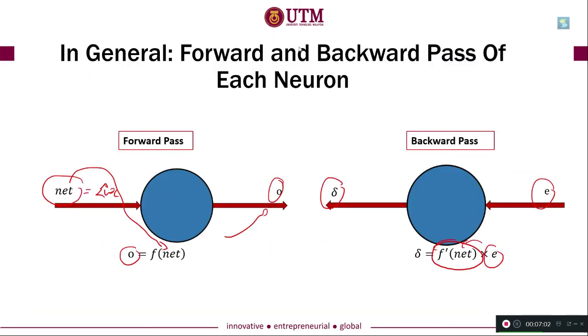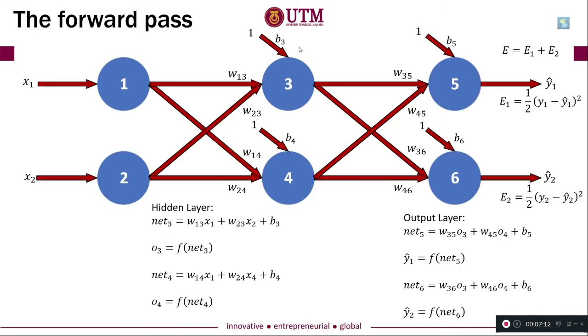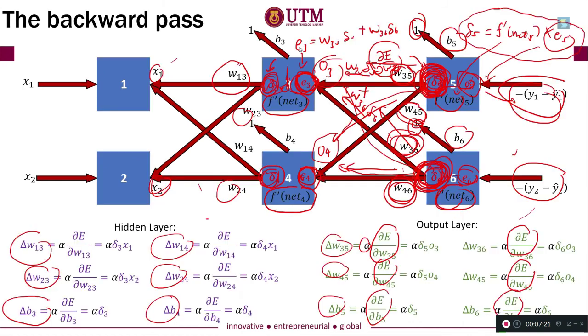How to find a general step: train the ANN using backpropagation algorithms. Again, this is the one that we already summarized in the previous lectures. This is the forward pass, and then this is the backward pass.